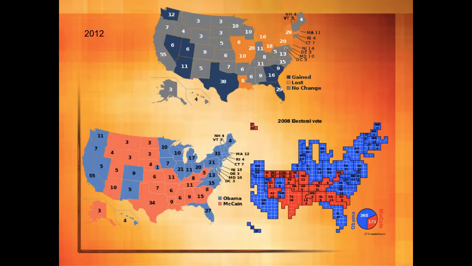So this is what it looked like in 2012. Here's a couple different looks, right? So this is the 2008 election, right? So this is in red how many states Senator McCain won when he was competing against Barack Obama, and this is how many our president won, and that number is substantially bigger, and so he ended up winning.